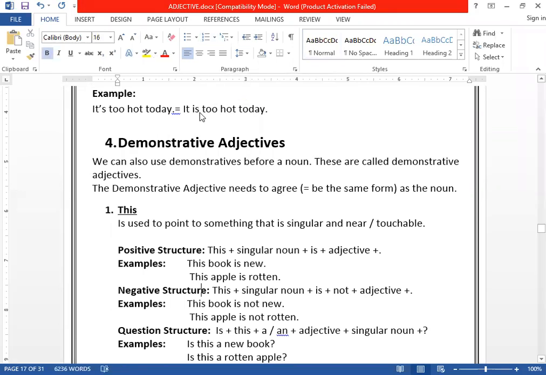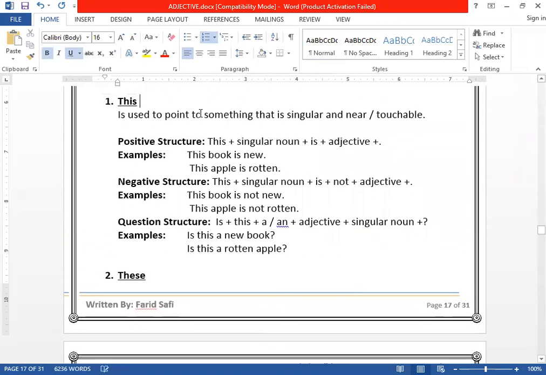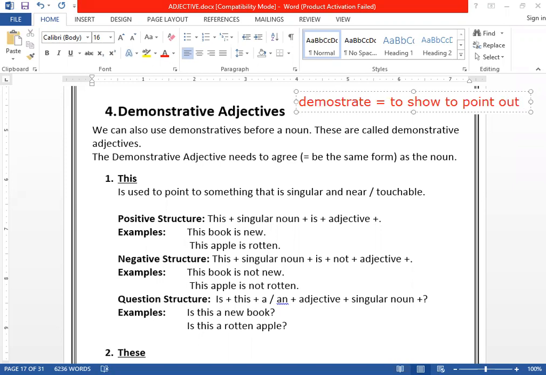The type of adjective we want to study here is called what? Demonstrative adjective. We have already studied demonstrative pronouns, if you remember. Clear? So now we want to study demonstrative adjectives. Demonstrate means to show or to point out.